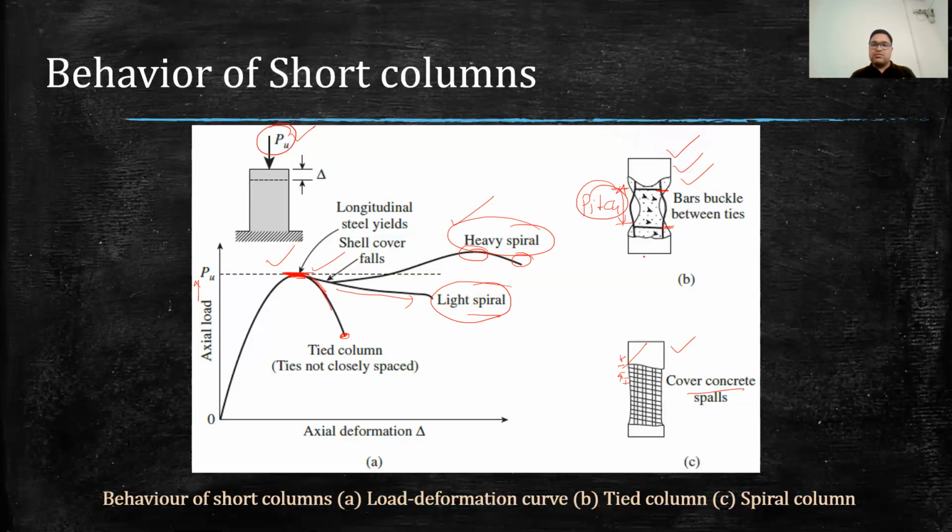Here the main function of transverse reinforcement is to hold the bars. Like these bars are firmly held by this transverse reinforcement. Here also, these vertical bars are firmly held by this spiral. And holding the bars will enhance the load carrying capacity by avoiding local buckling of the bars.